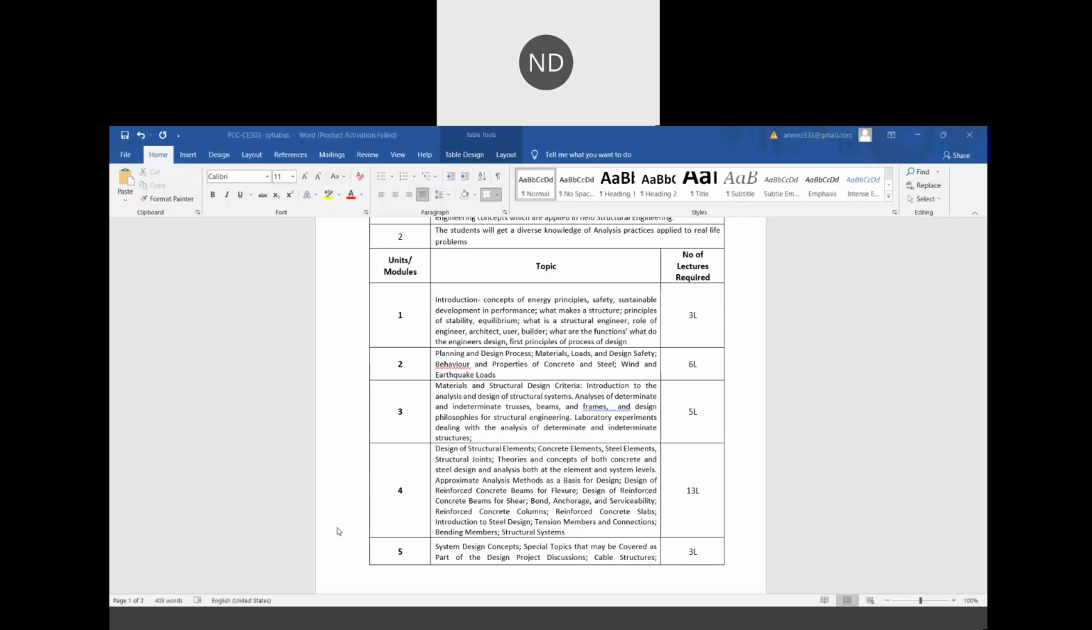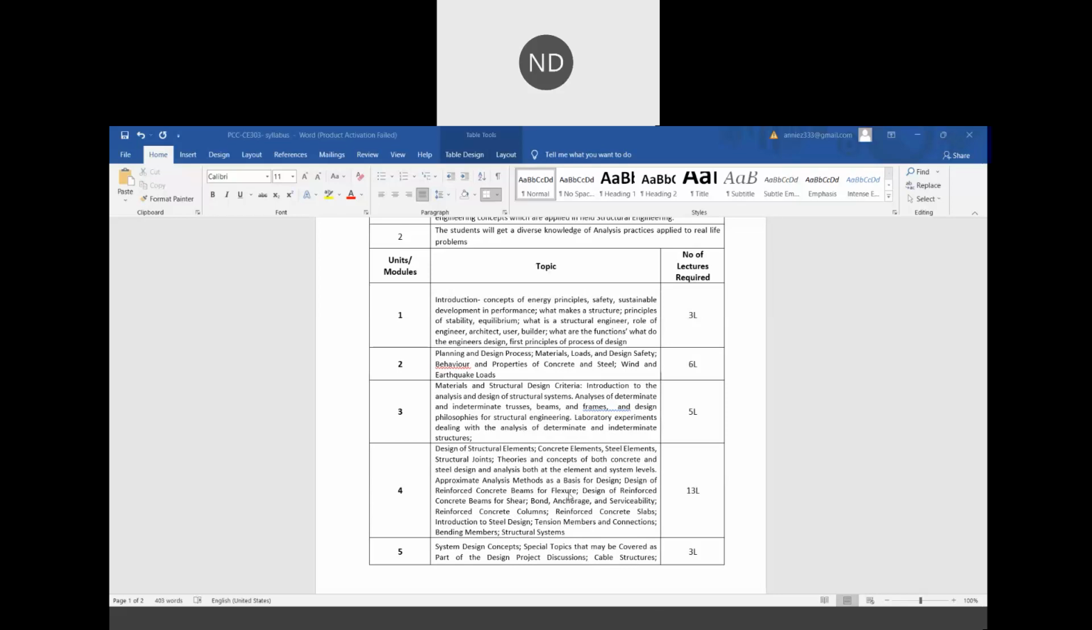Then we have the third unit. We'll talk about the analysis of your determinate and indeterminate structures. Then fourth is the designs. Actually, before it was in design of structures 1, 2, and 3 like that, no? But nowadays the syllabus has changed. So in this structural engineering only, all these things are given together. That is why these design parts are also here only.